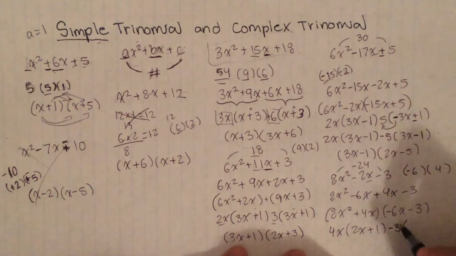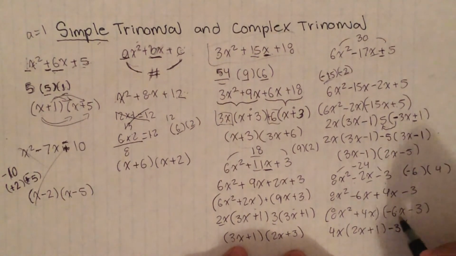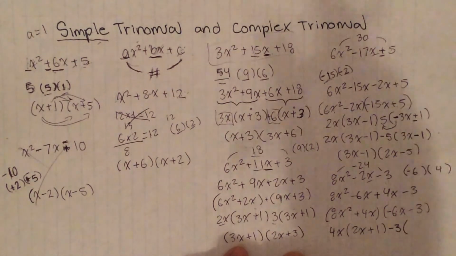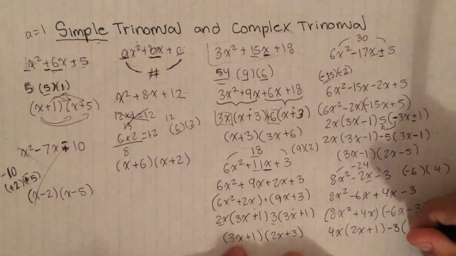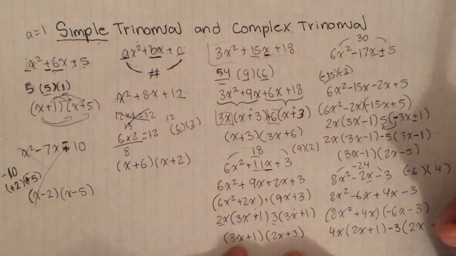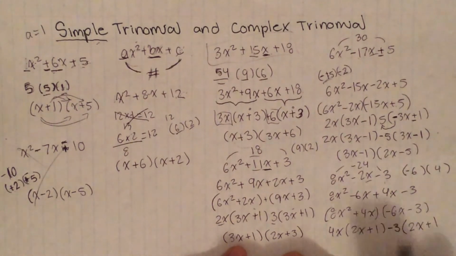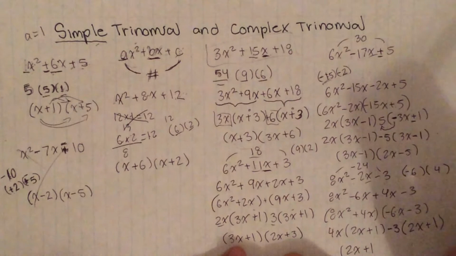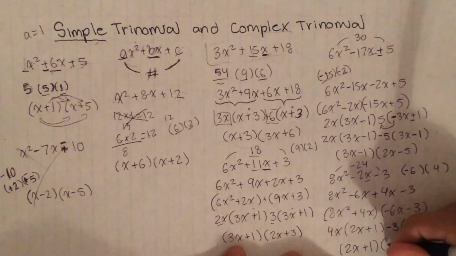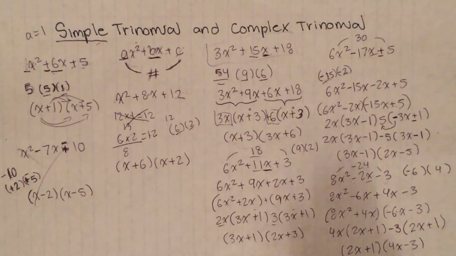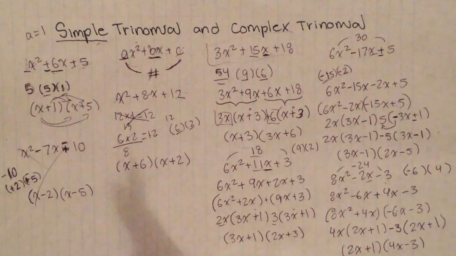So then negative 6x divided by negative 3 gives you 2x, and then negative 3 divided by negative 3 equals plus 1. You see how these are similar? Now I'm going to bring them down just like always because they're similar. And then I'm going to get the leftover terms, negative 3. And that's my answer. That's how you do complex trinomial and simple trinomial.